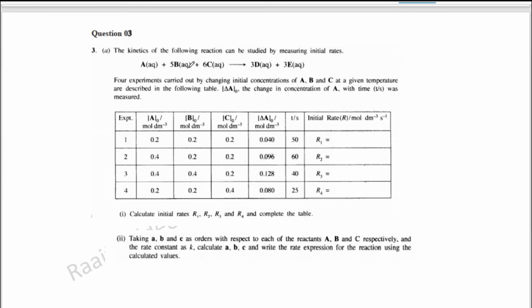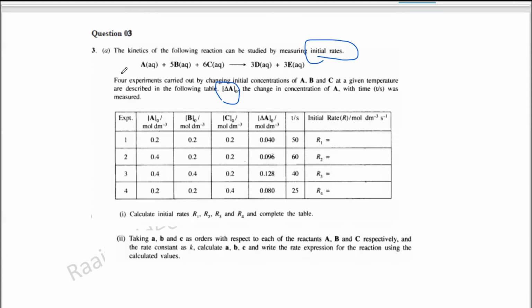They are trying to measure the kinetics of these reactions, how fast the reaction is, using initial rates. That is the normal method. They have carried out 4 experiments here, and the initial concentrations are given. They also have found delta A naught, which is the concentration difference after this period of time for the reactant A. And what they are asking here is to calculate the initial rates.